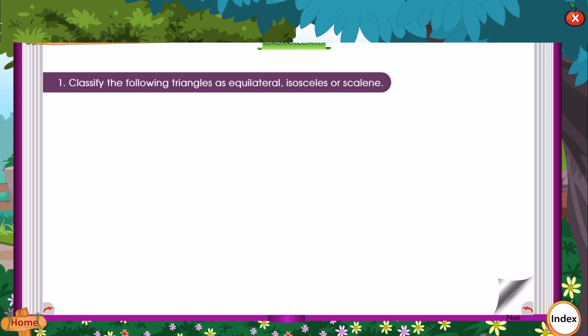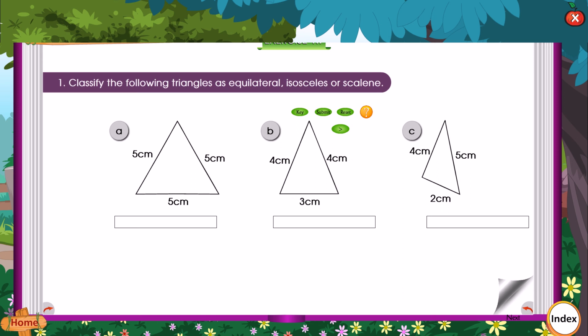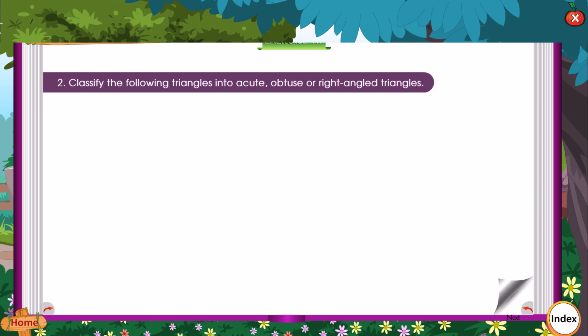Exercise. Classify the following triangles as equilateral, isosceles or scalene. Classify the following triangles into acute, obtuse or right-angled triangles.